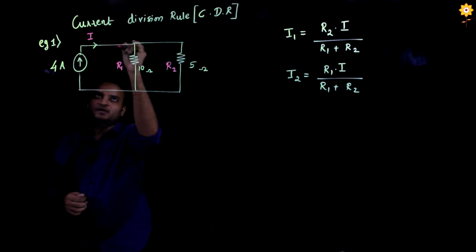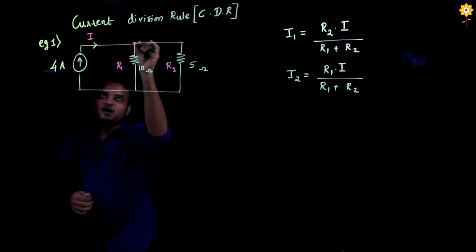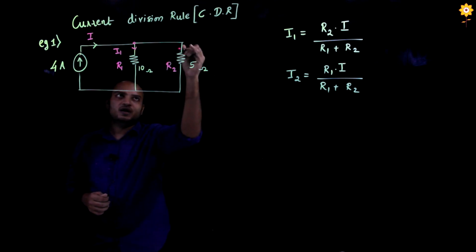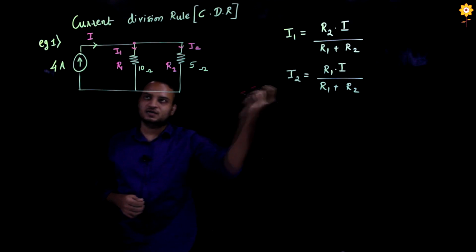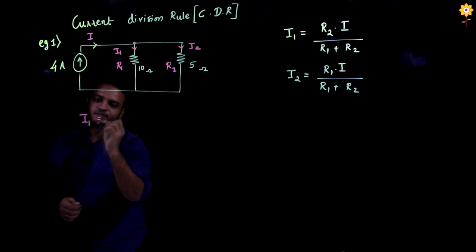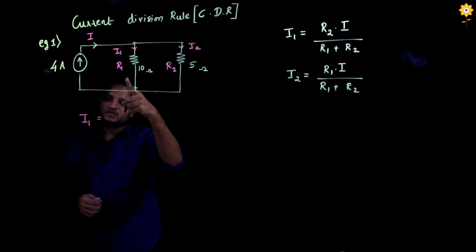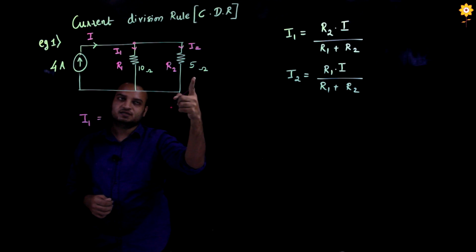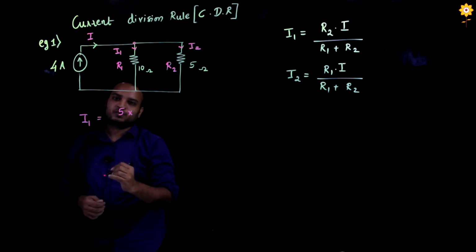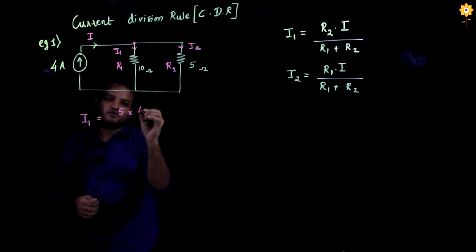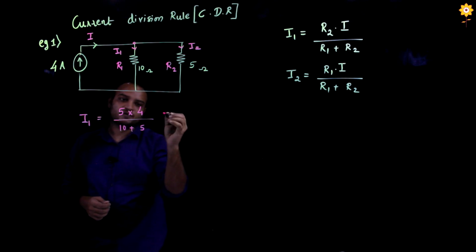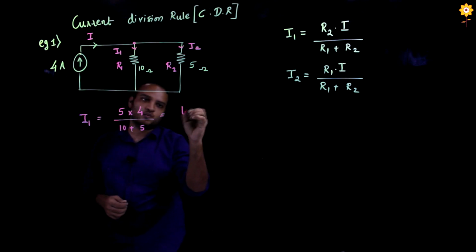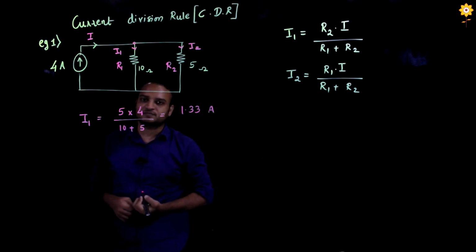Let's say this is the current I which is flowing till this point. After this point the current gets split up. Let's say this is current I1 flowing through R1 and this is current I2 flowing through R2. So with the help of our formulas, if I want to calculate the current I1, which is the current flowing through resistance R1, we'll have to look at the opposite resistance. So that is 5 into current before division, that is 4 amperes, divided by R1 plus R2. So that is 10 plus 5. So that will give you roughly around 1.33 amperes.